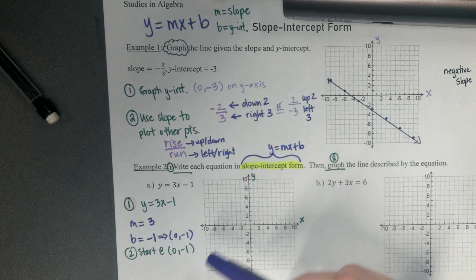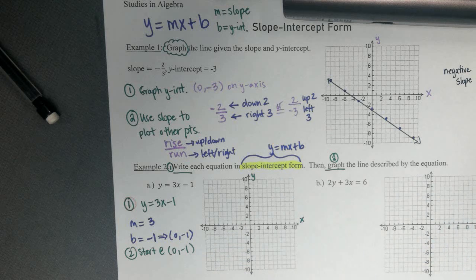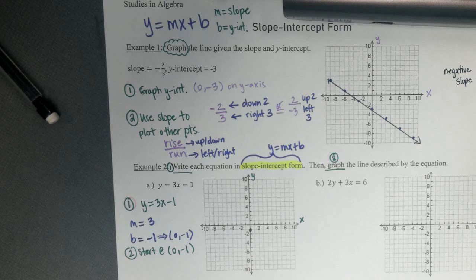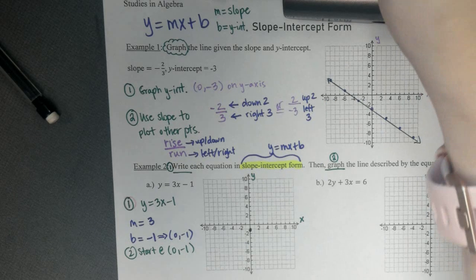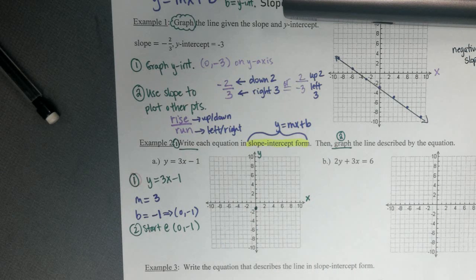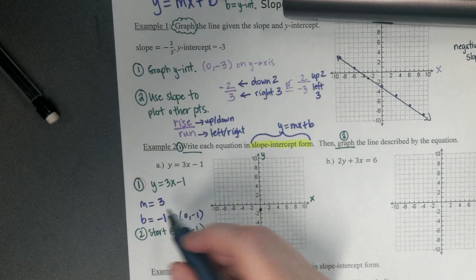Okay, so the point has to go on the y-axis, so your point should be here. So just double check that you put it in the correct space. Okay, and then from there, you are going to use your slope. Now, your slope is 3. If your slope is a whole number, do you guys know what the rise over run is?